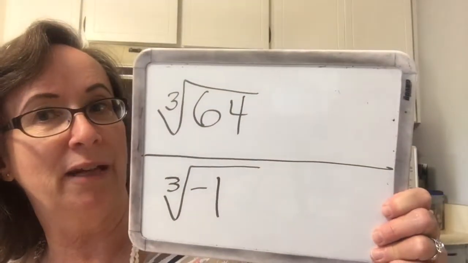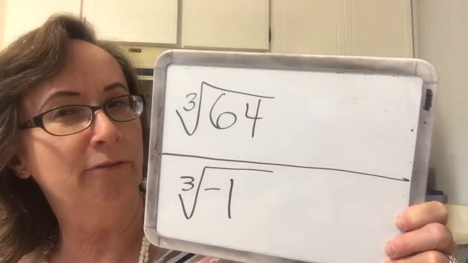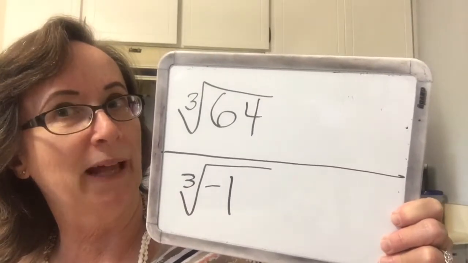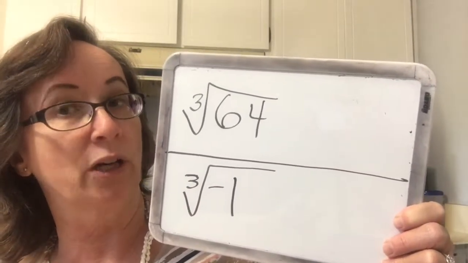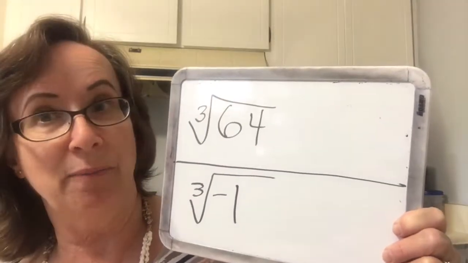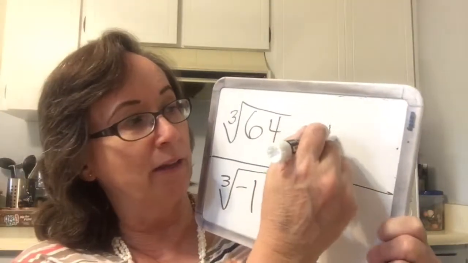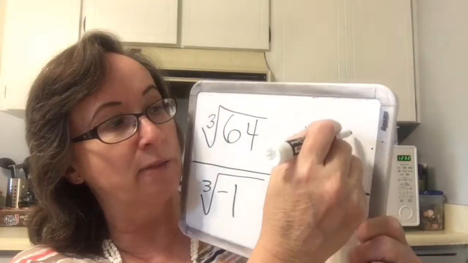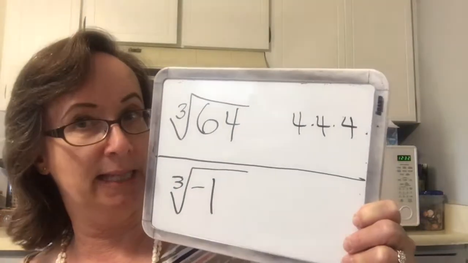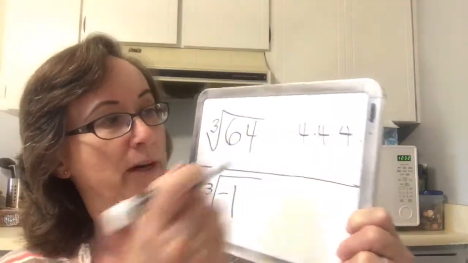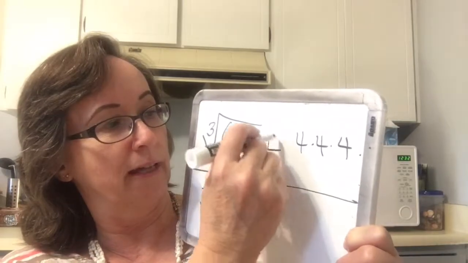Okay, the cubic root of 64. So I'm looking for a number that when you multiply it by itself 3 times, or cube it, it will give me 64. And I know that 4 times 4 times 4 gives me 64. Therefore, I know that the answer is 4.